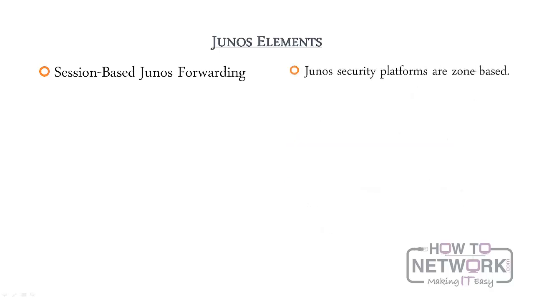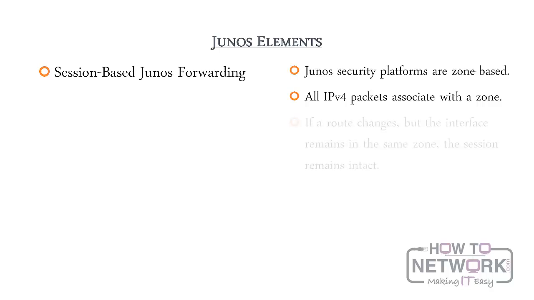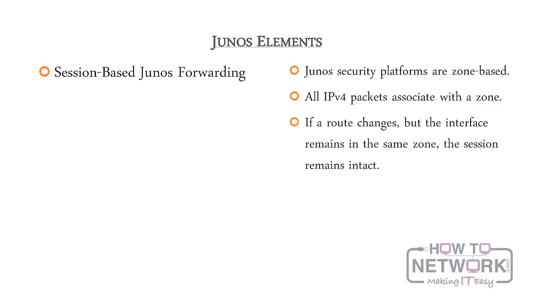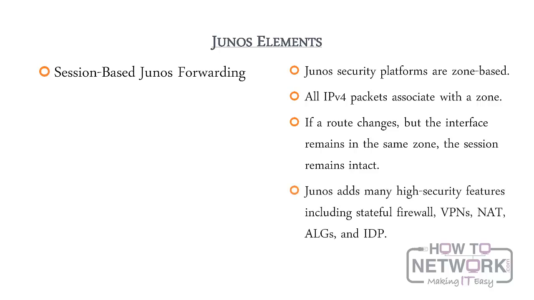Because the Junos OS security platforms are zone-based, all IP version 4 packets enter the service gateway on an interface associated with an incoming zone. If a route changes but the interface remains in the same zone, the session remains intact. Junos adds many high security features including stateful firewall, VPN, NAT, ALGs, and IDP.